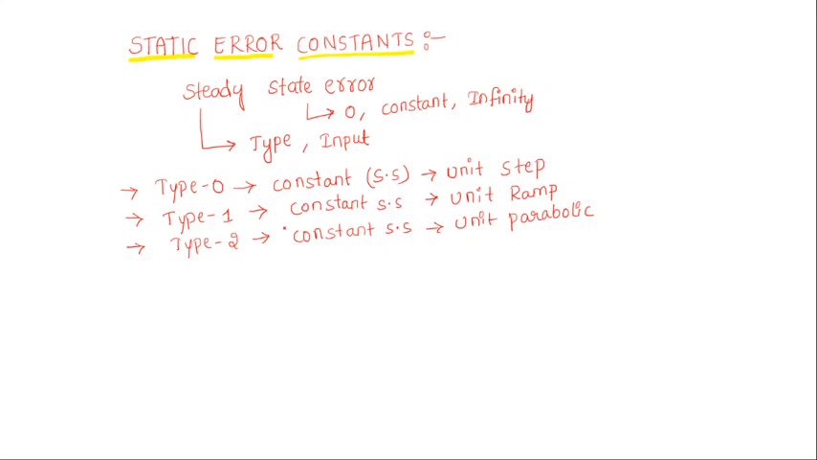So here we have three cases. Depending on the type number, we may get the constant steady state error, or we may get the 0 value of the steady state error, or we may get the infinity value of the steady state error. Depending on these three cases, we have the three error constants. These error constants are also called the static error constants.